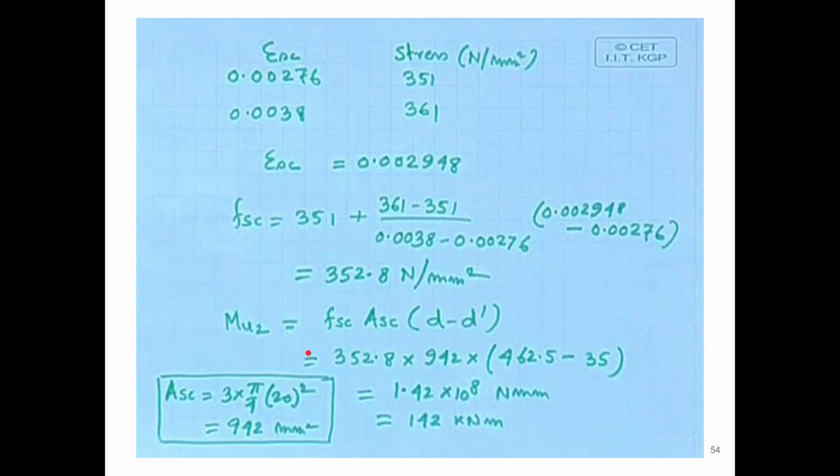Mu2 is equal to FSC into ASC into d minus d prime, right? So the FSC value we got is 352.8. ASC we can calculate as 3 into pi by 4 into 20 square, because there are 3 bars of 20 mm. So it is 942, and d is 462.5, and d prime is 35. Using this, we get the value of Mu2 as 142 kilonewton meter.